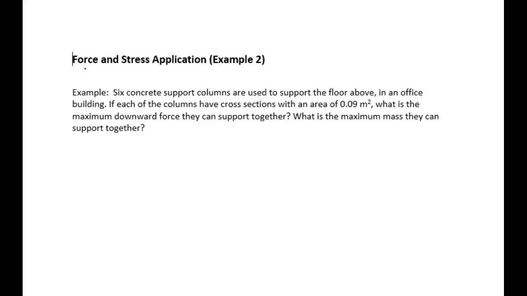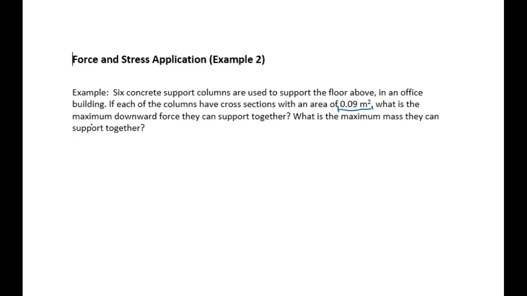So let's look at another force and stress application example. Here's our context. Six concrete support columns are used to support the floor above in an office building. If each of the columns has a cross section with an area of 0.09 meters squared, what is the maximum downward force they can support together? What is the maximum mass they can support together?